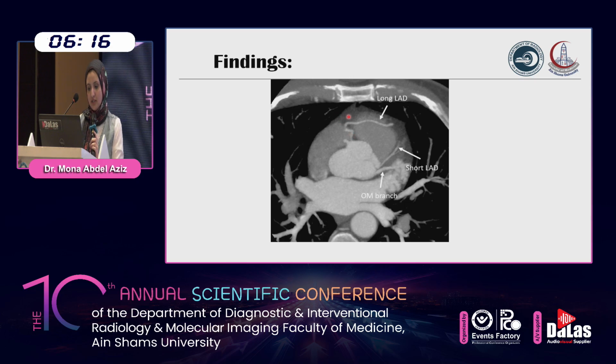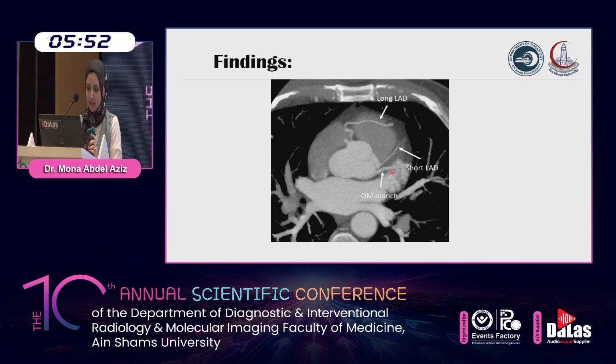The vessel which is seen arising from the RCA and passes in the distal interventricular sulcus, we call it LAD, as it has the same course as the LAD. But we call it long LAD as it has a long course, and because there is another shorter one which is arising from the left main coronary artery and passes to reach the proximal interventricular sulcus.